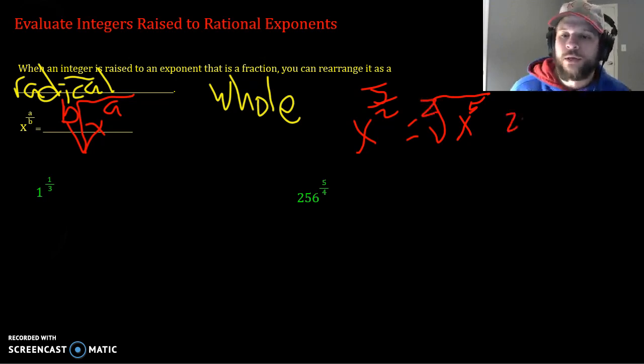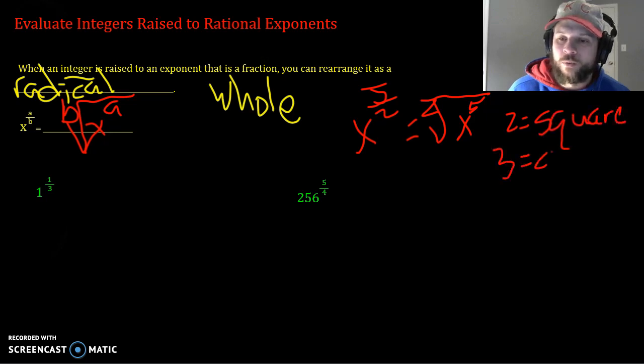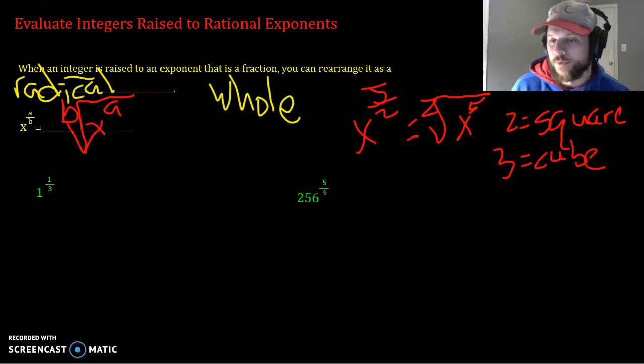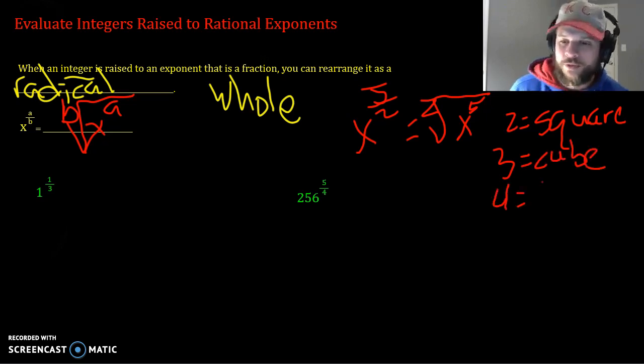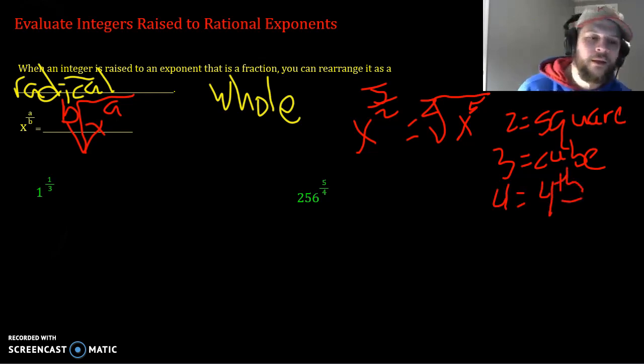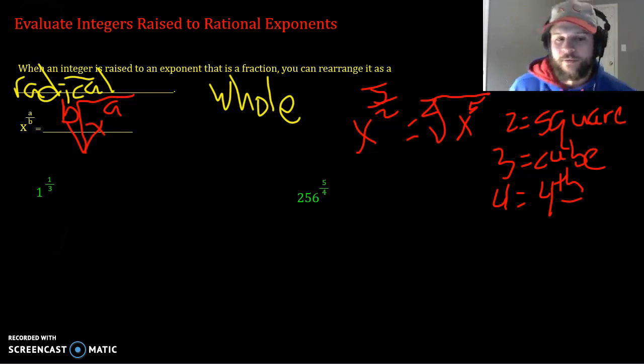So 2 is square root. 3 would be a cube root, or you would find a number that is multiplying 3 times to get that number. 4 would be just fourth root, and so on and so forth. And then anything underneath the radical symbol, you would just simplify as normal.